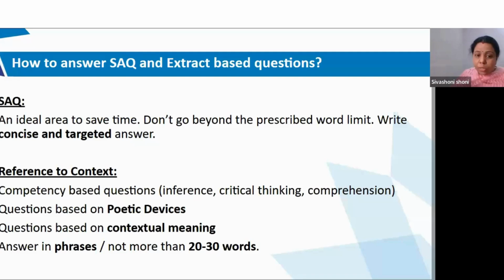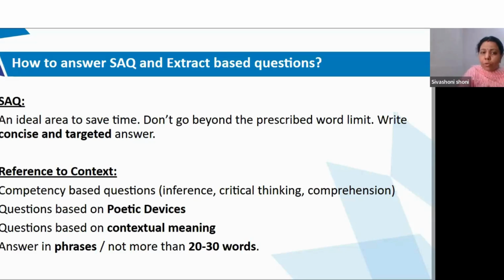No need to think about what the context was, which context prompted him to think about it or react about it, or what happened later. No need to write. Only targeted answers. Give that. So this is an ideal place to save your time.